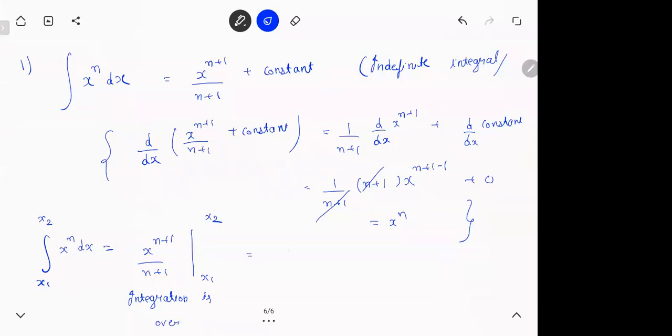Integration is already over. That right side line means you're going to put the limits now. How do you put the limits? First put x2. What is the meaning of this? This is area up to x2. Put x1. What is the meaning of this? Area up to x1. Subtract them. You get area between them. So this is called definite integral. Definite meaning I know the area from where to where you're asking. Indefinite meaning I don't know.